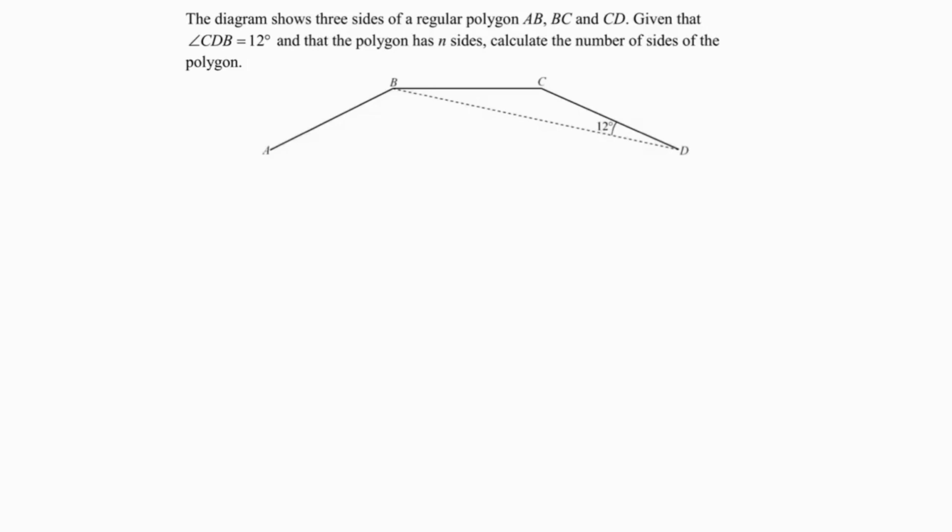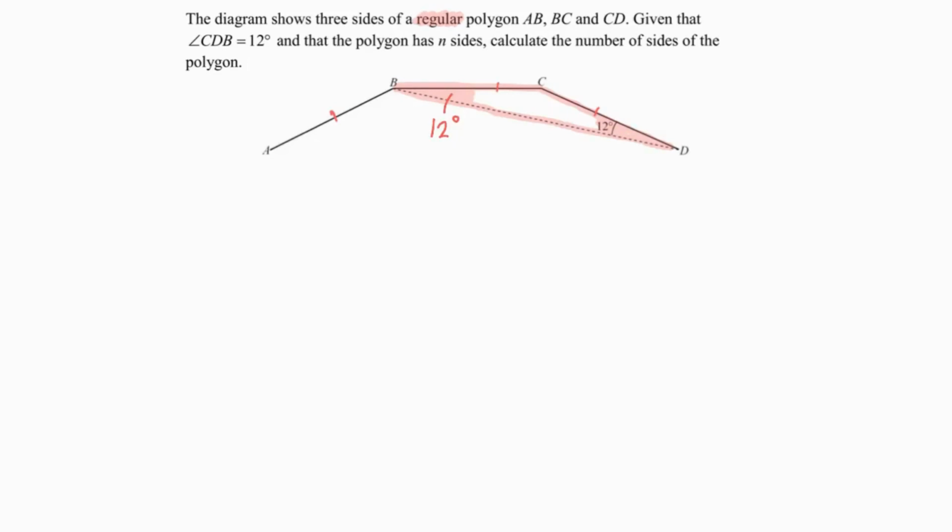That's the first important thing that we need to know. That means all the sides are equal. Once I know the sides are equal, you'll be able to see that there is an isosceles triangle where this angle and this angle are the same. Calculate the number of sides.